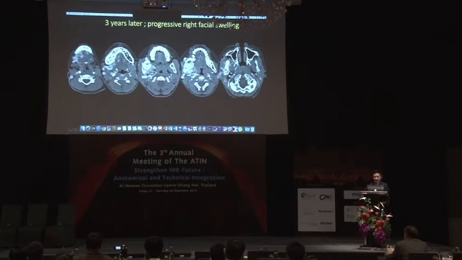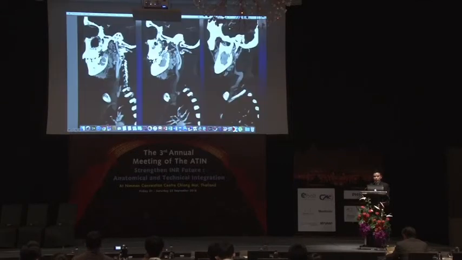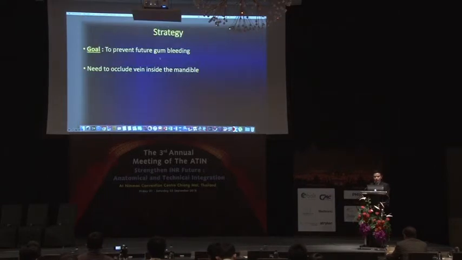So you can see the CT scan. The AVM is more enlarged, and the venous pouch in the mandible is very large. In the sagittal view you see it here. In this disease, we need to treat it to prevent future bleeding per mouth. So we need to occlude the vein inside the mandible.